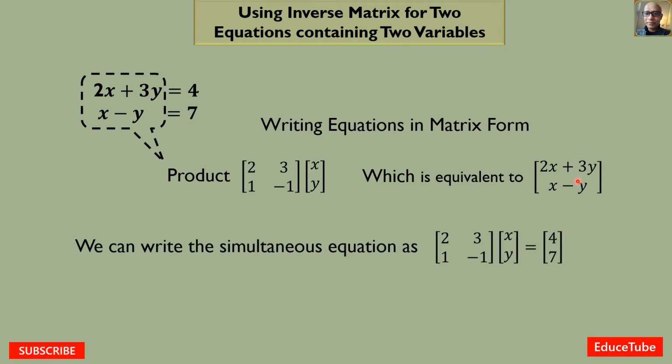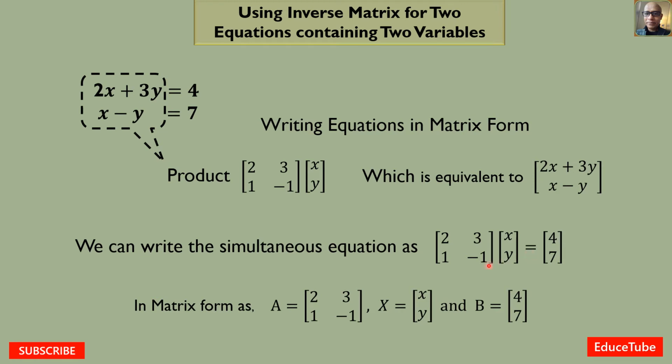Now we can write the simultaneous equation as this one. Like I told, this part we can write in product form, and in the right hand side these two constants. Basically these three are matrices. We can name this matrix as A, this matrix as capital X, and this matrix as capital B.